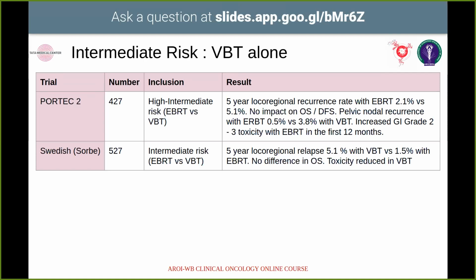So for your understanding, it is important to understand that patients who have an intermediate risk can be managed with vaginal brachytherapy alone, provided that you have had adequate surgical staging done.